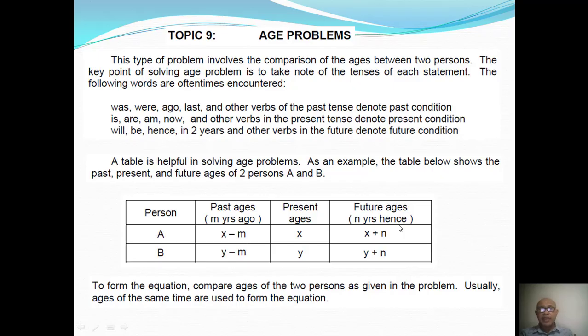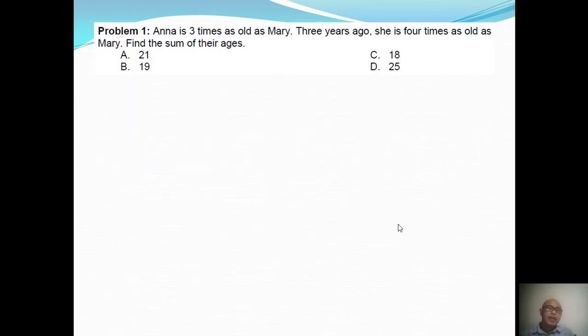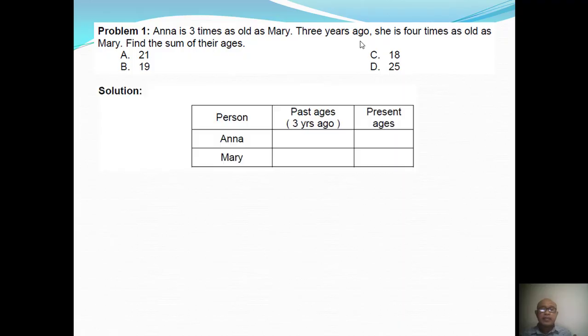Okay. So to illustrate, we have here, Anna is 3 times as old as Mary. 3 years ago, she is 4 times as old as Mary. Find the sum of their ages. Okay. So we can represent the ages. We have present and then past, 3 years ago. So we have past. So we can tabulate their ages.